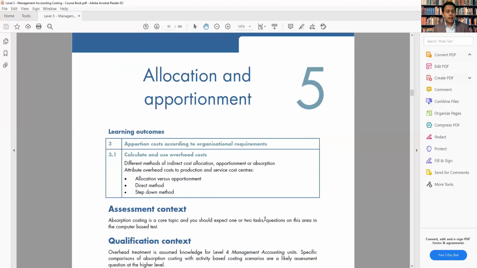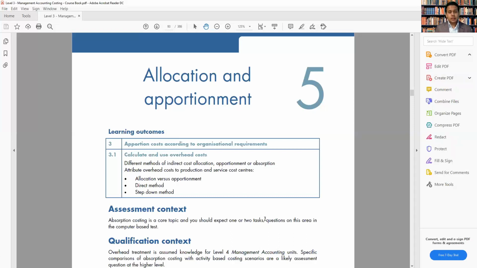The next chapter we have is allocation and apportionment. Now this chapter is basically about allocating the overhead. Overhead means the indirect cost, the cost that maybe cannot be directly allocated to one department.